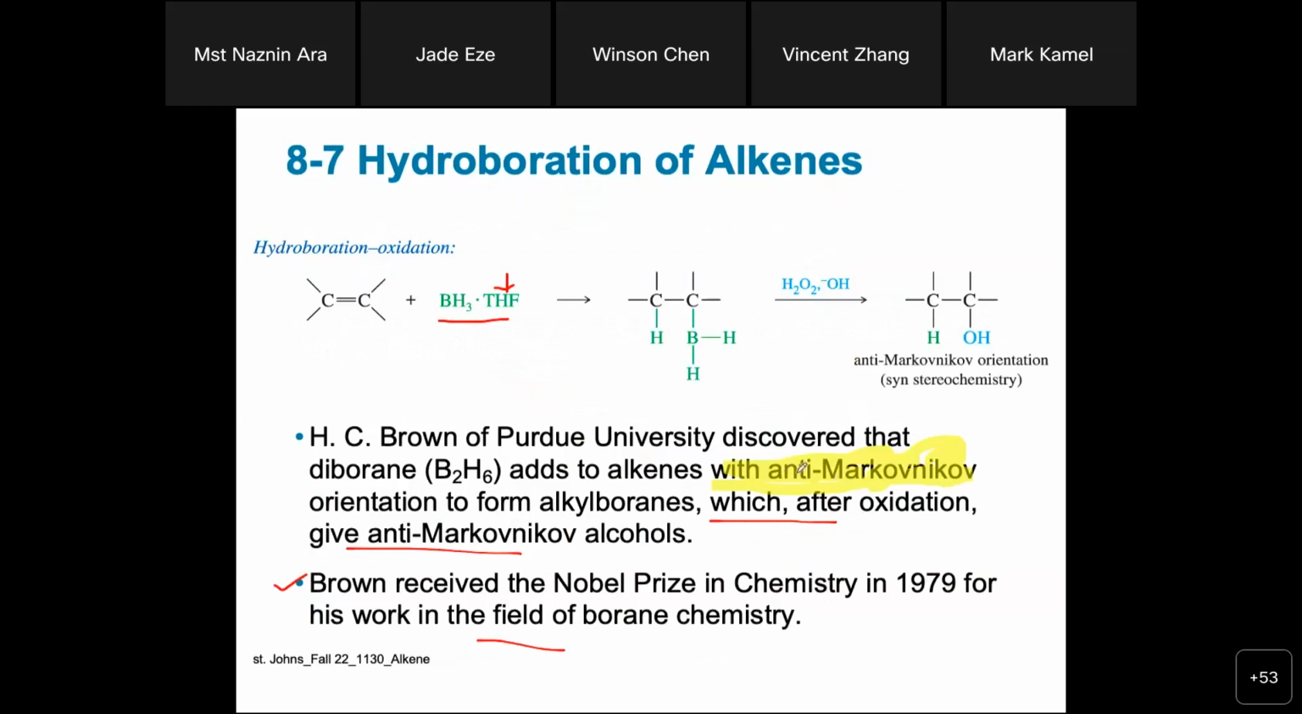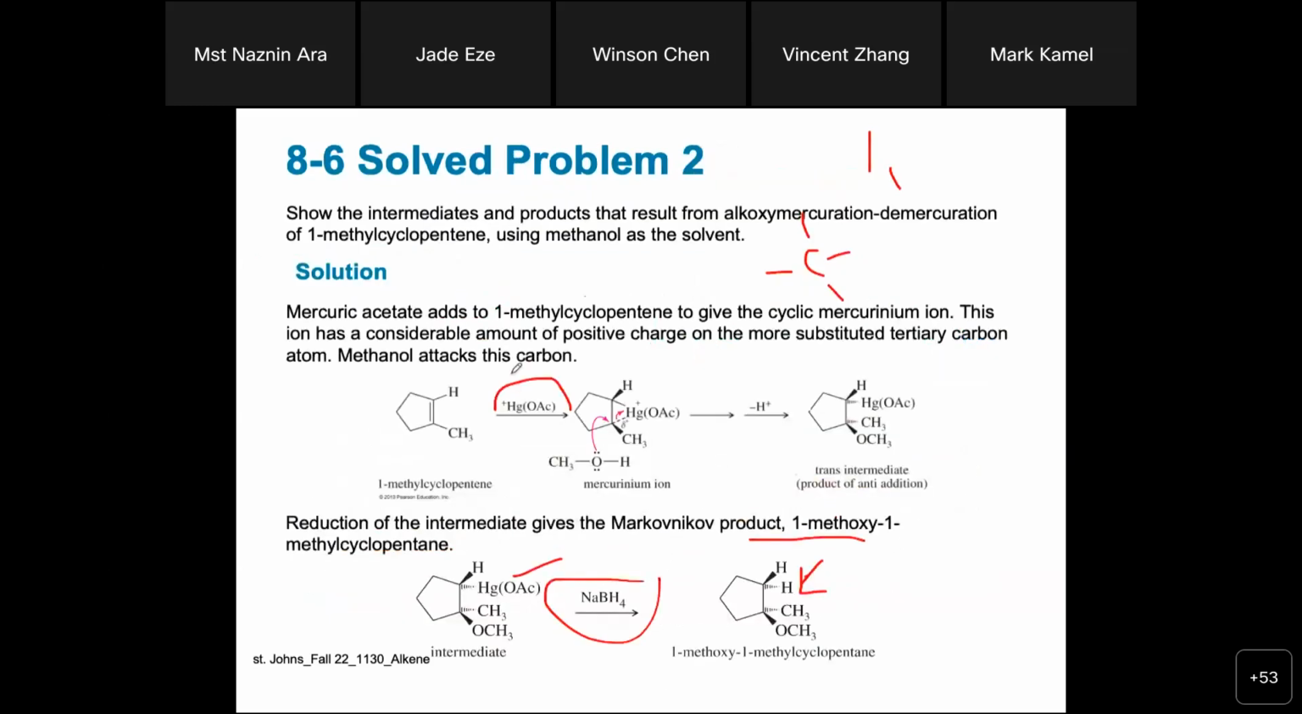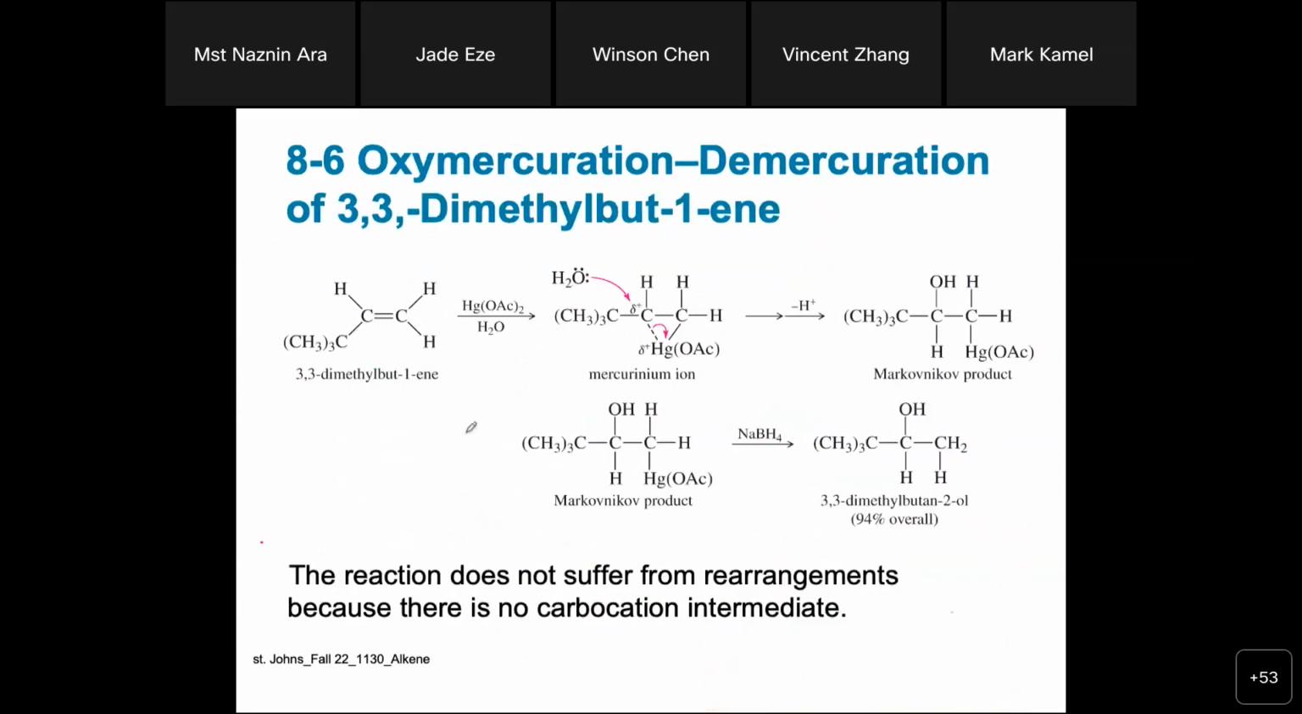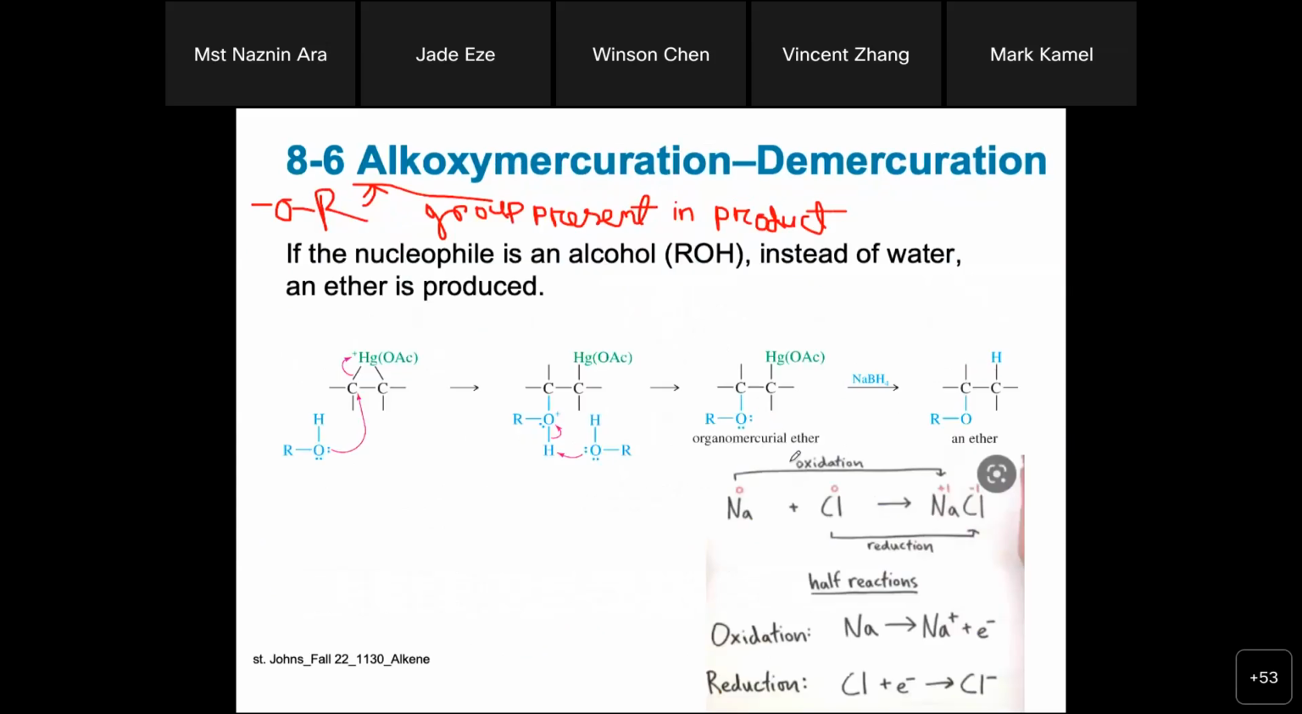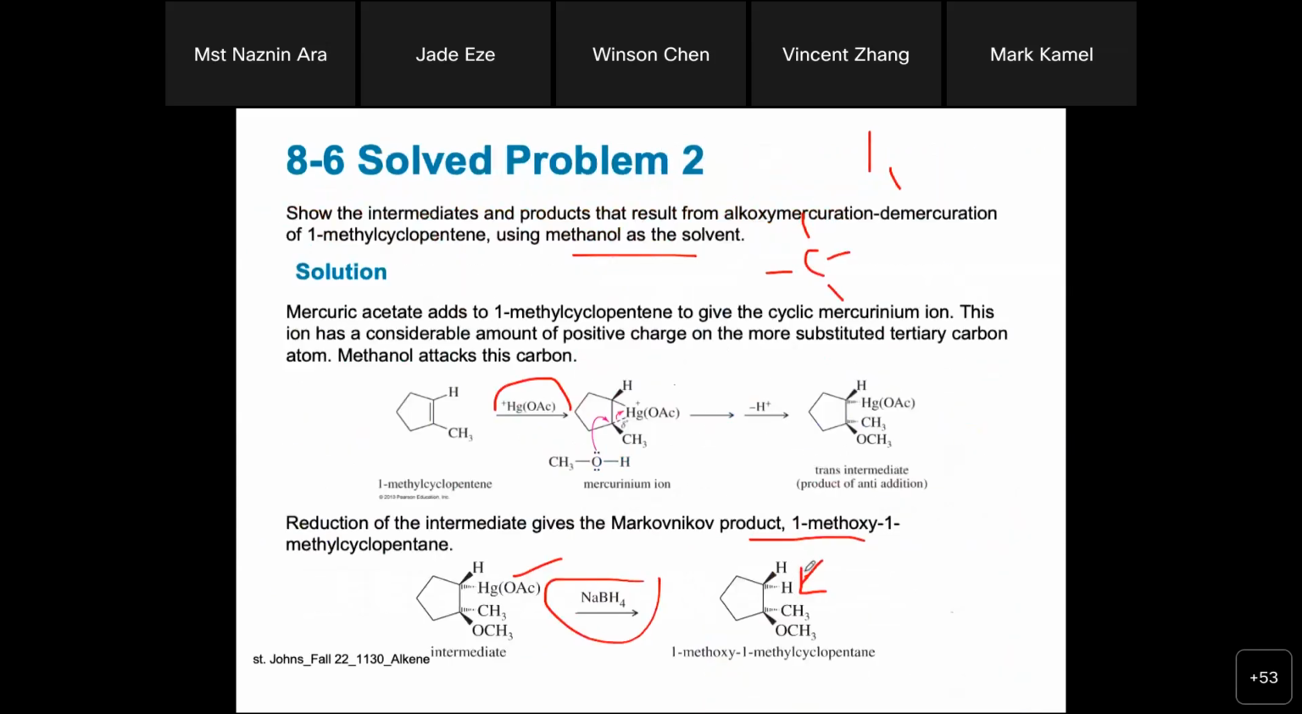And here, okay, this is another one. Show the intermediate and product, the result of alkoxymercuration-demercuration using methanol as a solvent. So here the solvent will be methanol, not water, but the system is the same. First the intermediate will come, and it follows the Markovnikov rule, and then finally we need to use a catalyst to replace the mercuric acetate, and then the hydrogen will go. And this is a kind of reduction, because here hydrogen is coming, correct? So that's why we have to follow the same pattern. So please practice it here.